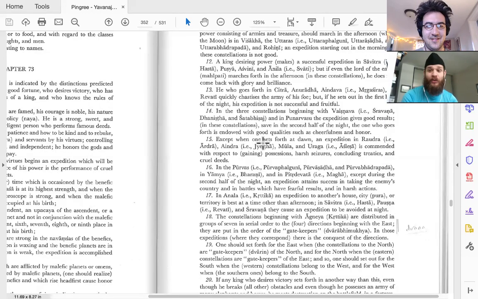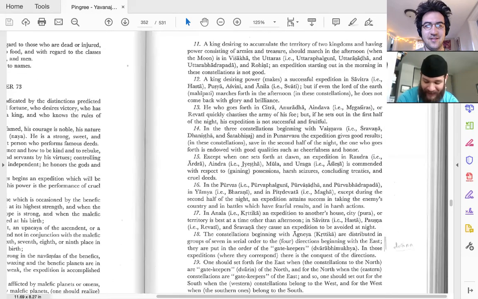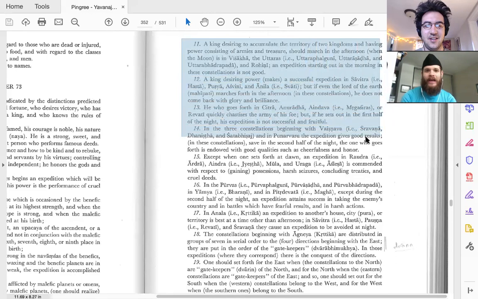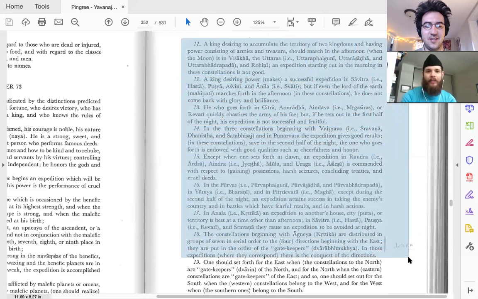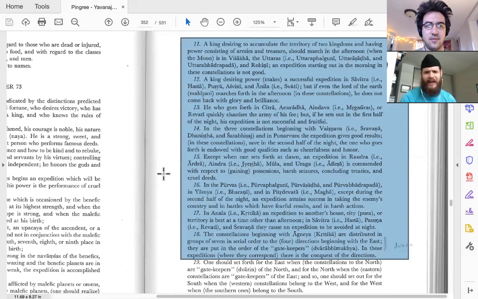And in this chapter, for the very first time in the whole of Yavanajataka, we see nakshatras. We don't read the word nakshatra written until an upcoming chapter, but in chapter 73, from Shloka 11 till Shloka 18, we see the first. There are going to be other mentions of the nakshatras by name later on, but this is the first time we see nakshatras. This is amazing.